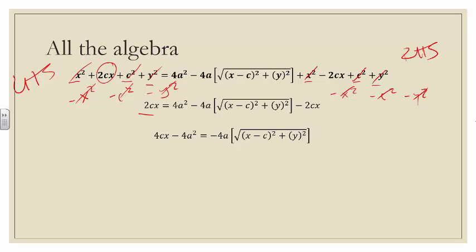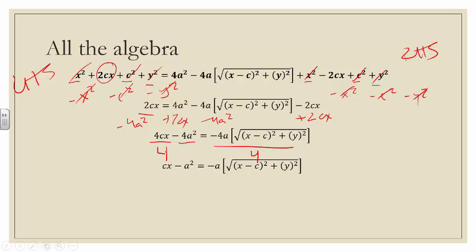We'll shift a few of the terms from the right over to the left, again using addition and subtraction. So we'll take this 2cx, add it to both sides, and we're going to take 4a squared and subtract it from both sides. This gives us 2cx plus 2cx equaling 4cx, and minus 4a squared equal to negative 4a times the square root of x minus c squared plus y squared.